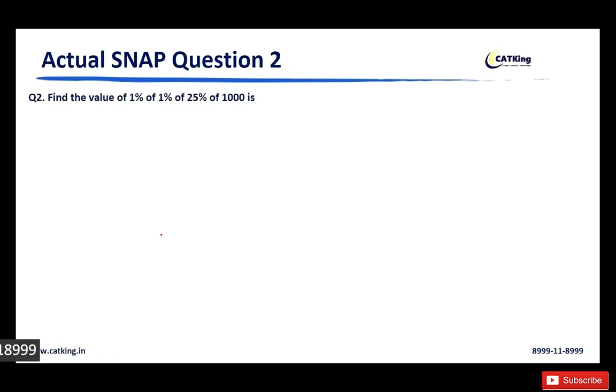Let's move on to question number 2. Find the value of 1% of 1% of 25% of 1,000. The options given to me are option A 0.025, option B 0.0025, option C 0.25, and the last option is 0.4 times 0.25.